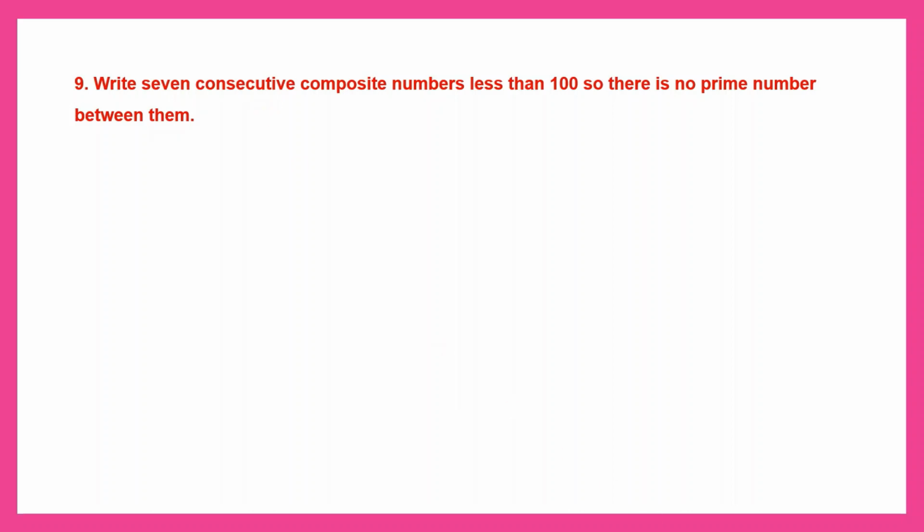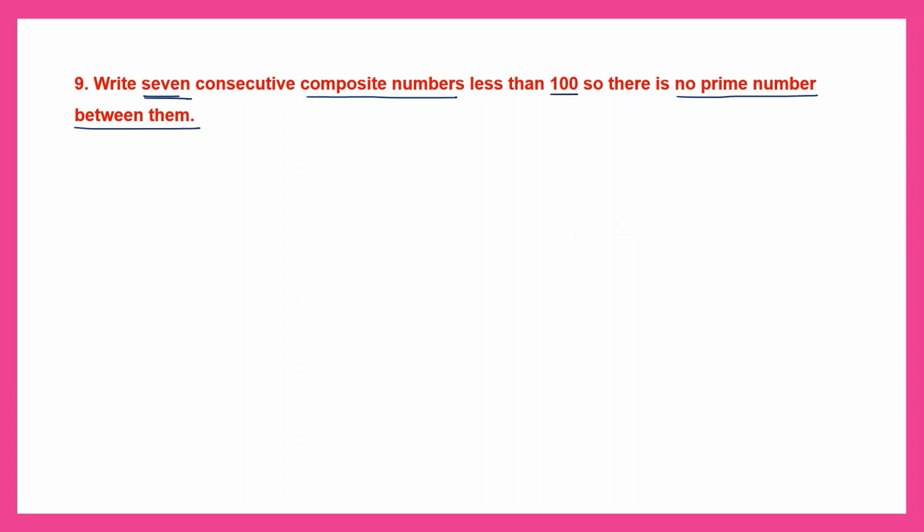Now suppose I say 1, 2, 3, 4, 5. These are all called consecutive numbers because they come one after the other. So here we have to write 7 numbers like that, but they should all be composite numbers. And they're saying they should be less than 100 and there should be no prime number between them. So be very careful when you read your question. Follow all the conditions given.